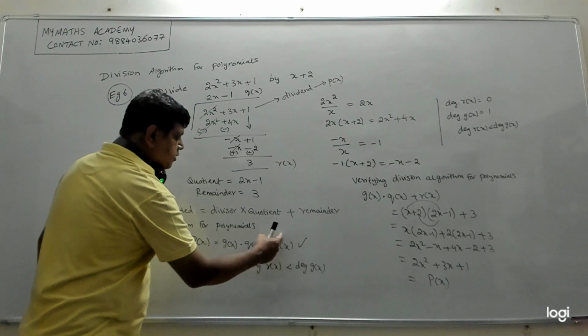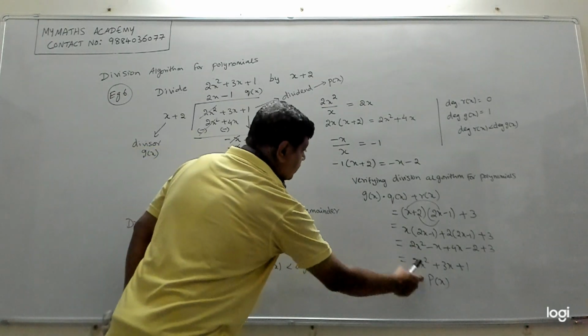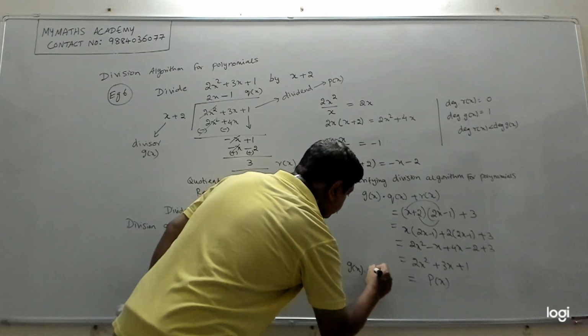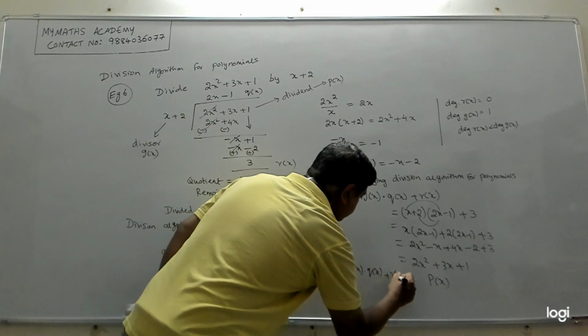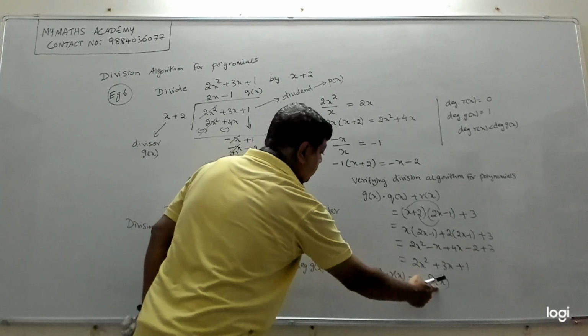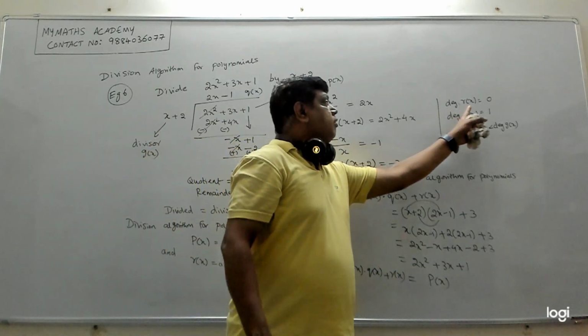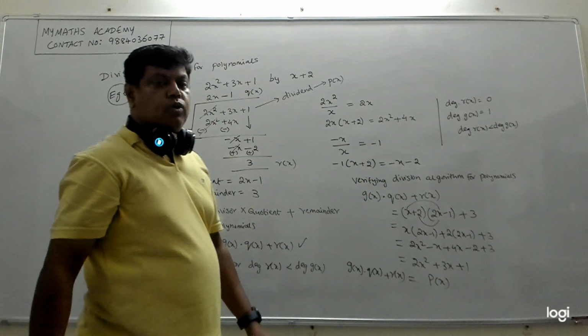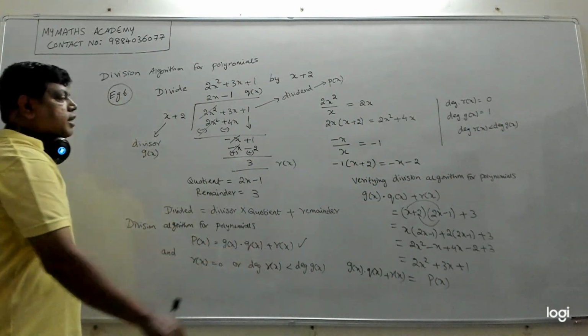So now we have verified the division algorithm for this particular problem, wherein we have shown that the value of this entire thing gives me p of x, which is this. So we can write g of x into q of x plus r of x gives me p of x, and the degree of r of x is 0, while the degree of g of x is 1. So this condition is also satisfied.